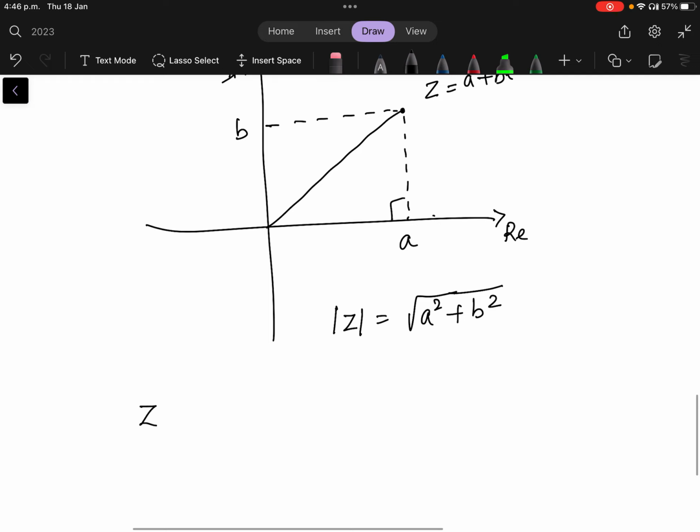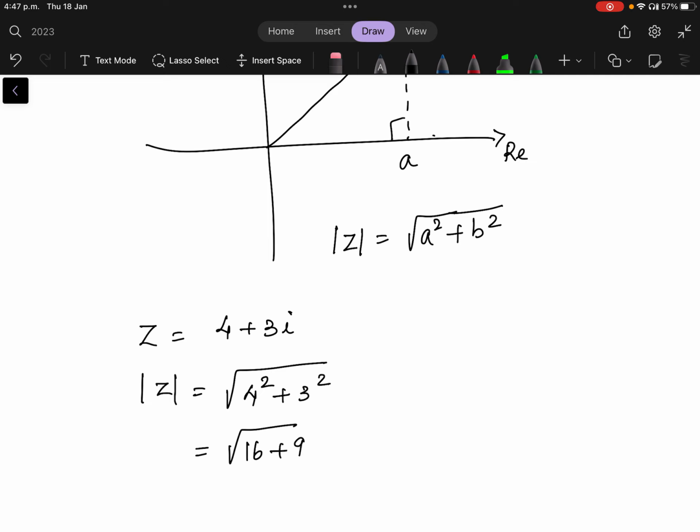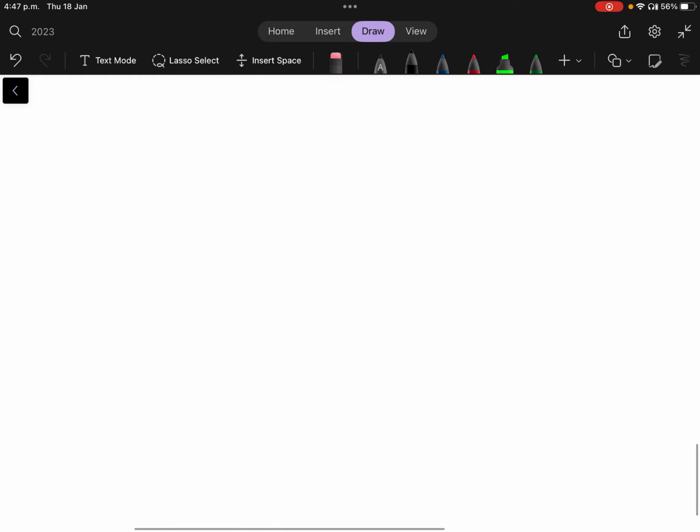For example, if you have a number 4 + 3i, and you need to find the modulus, it's the square root of 4 squared plus 3 squared, which is equal to the square root of 16 plus 9, which is the square root of 25, that is equal to 5. Now the second thing you have to learn is addition and subtraction of complex numbers.